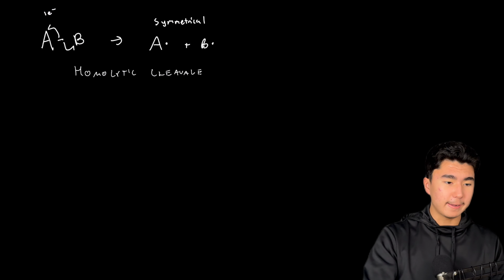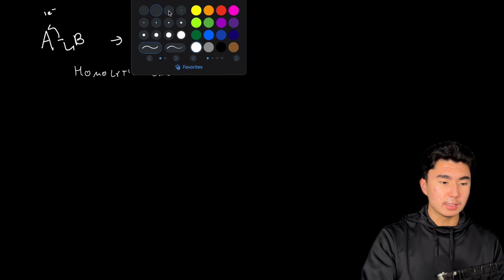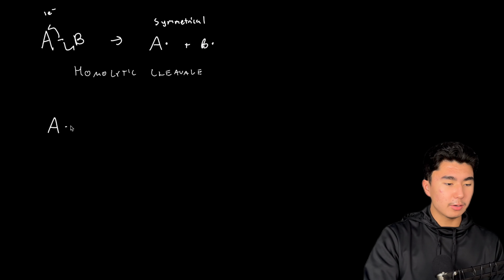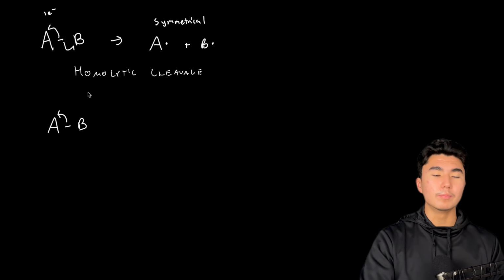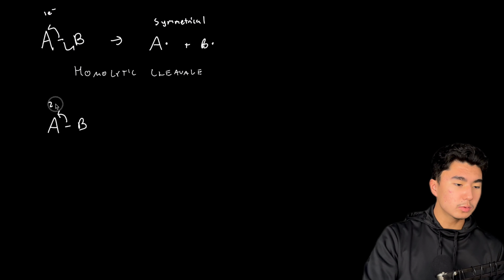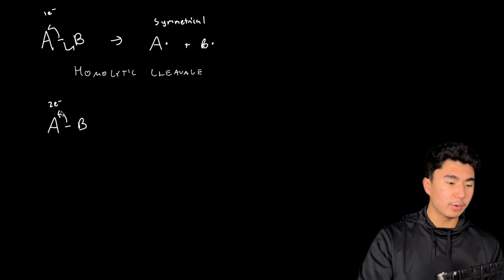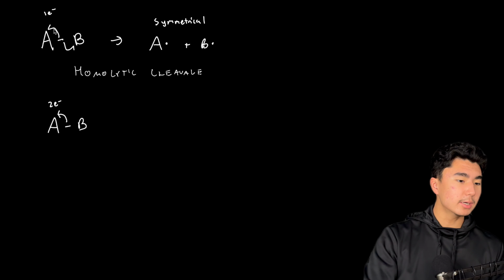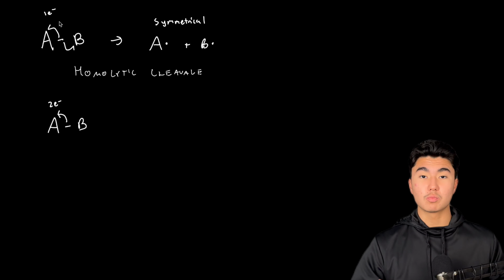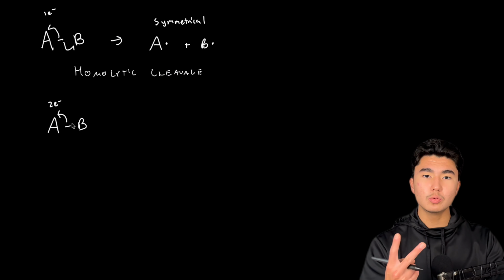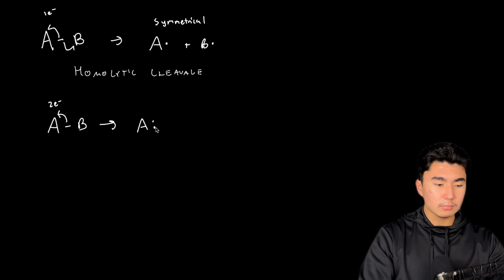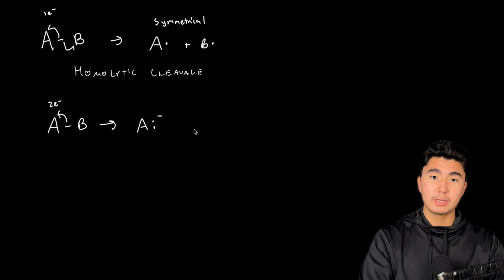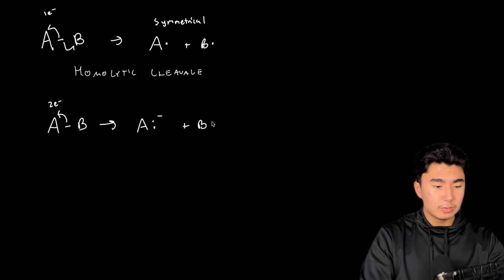Now the opposite of that is heterolytic cleavage. What would that look like? We'd have our A bonded to B, same exact scenario, but instead we're going to have a full arrow. A full arrow means that there are two electrons being transmitted. You can think of each point of an arrow being an electron. Over here we had one point, so that was just one electron. But now we have two points, so two electrons have been transmitted, and this will result in A having both those electrons and a negative charge, and B losing those two electrons and having a positive charge.